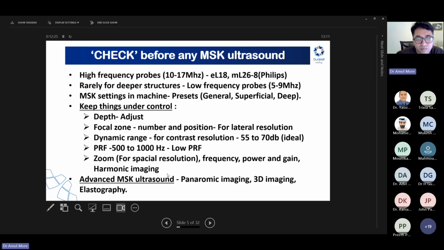Few times we use harmonic imaging for assessment of tendons. There are a few tools which are advanced tools in MSK ultrasound. Few MSK radiologists dedicatedly work on joint assessments. They are doing panoramic imaging for the assessment of nerves, and a few people are doing 3D imaging. Tendons also can be assessed on elastography, which is an advanced MSK ultrasound tool.